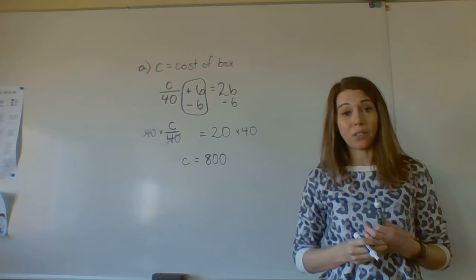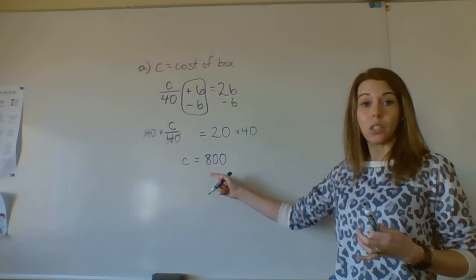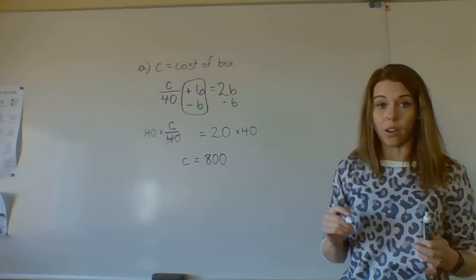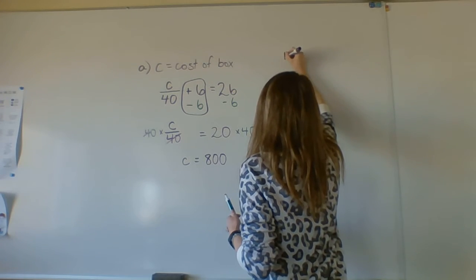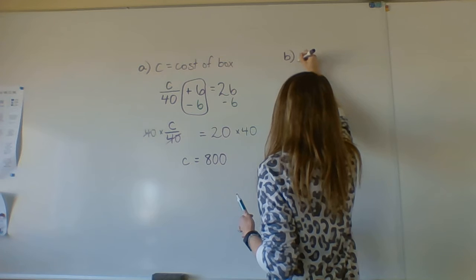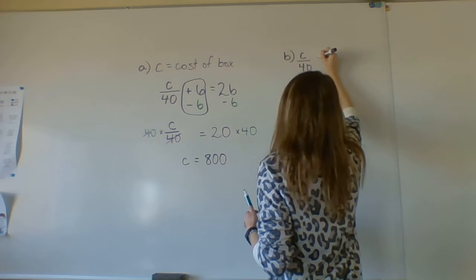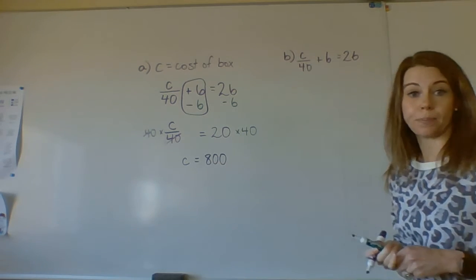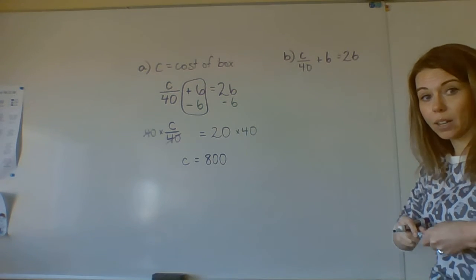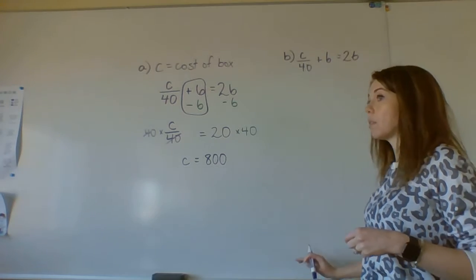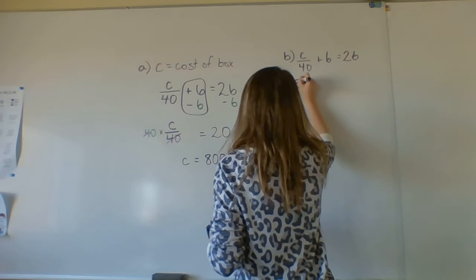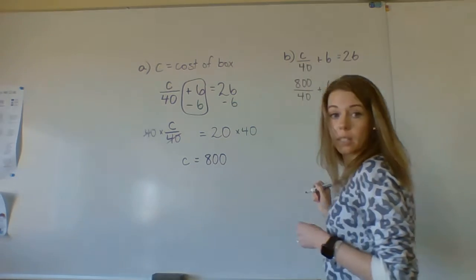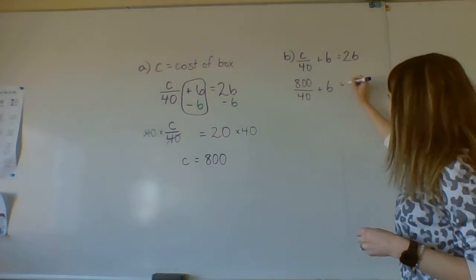Part B asks us to verify the solution. So we're going to take this answer we got, plug it into our original equation, make sure the left side and the right side are the same. So my original equation is C over 40 plus 6 equals 26. My C value that I found is 800, so I'm going to plug that in. 800 divided by 40 plus 6 equals 26.